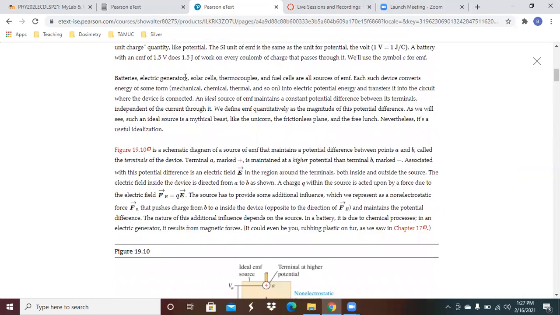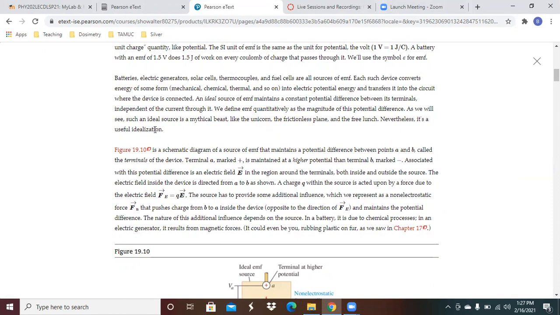So batteries, electric generators, solar cells, thermocouples, and fuel cells are all sources of EMF. Each such device converts energy of some form into electric potential energy and transfers it into the circuit where the device is connected. An ideal source of EMF maintains a constant potential difference between its terminals, independent of the current through it. We're going to define the EMF quantitatively as the magnitude of that potential difference.